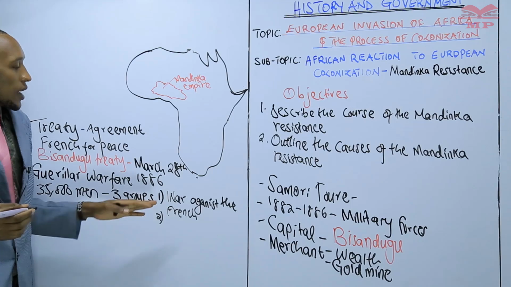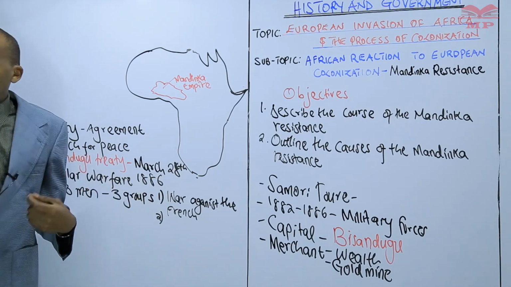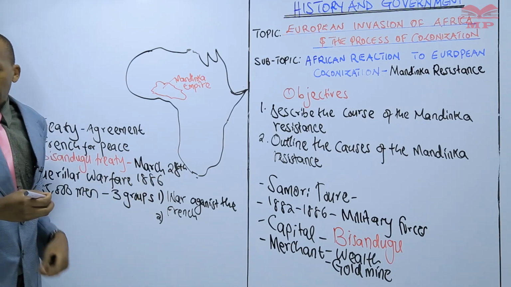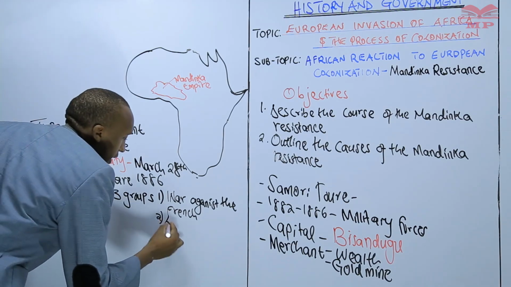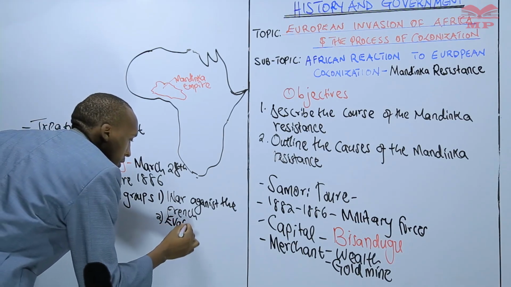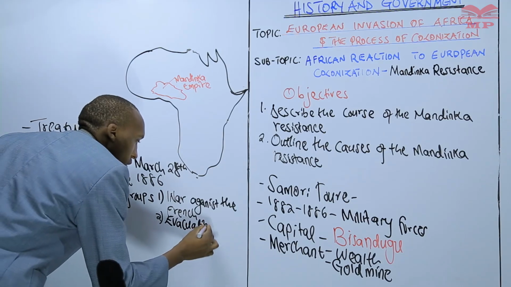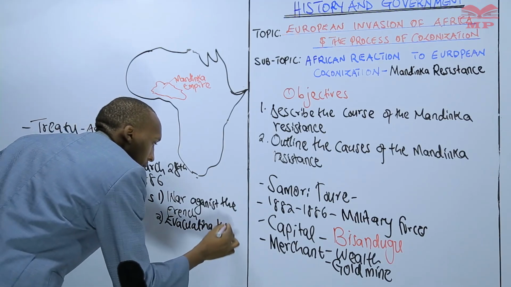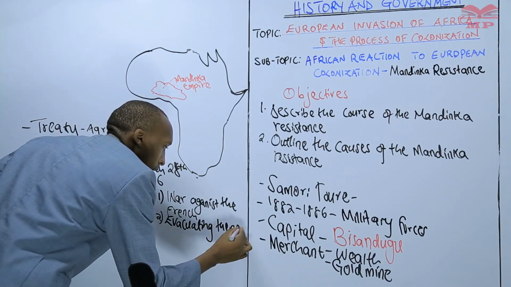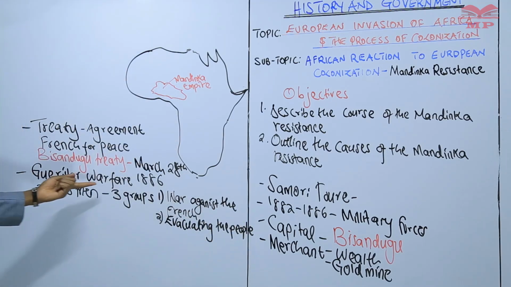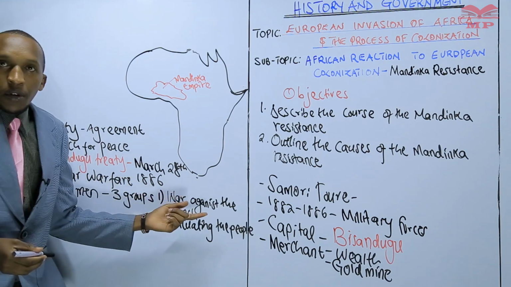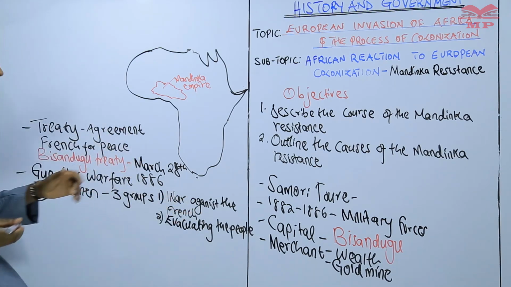He divided his army into 3 groups. The first one was the one that was involved in fighting the French. And then the other one was involved in evacuating the people.